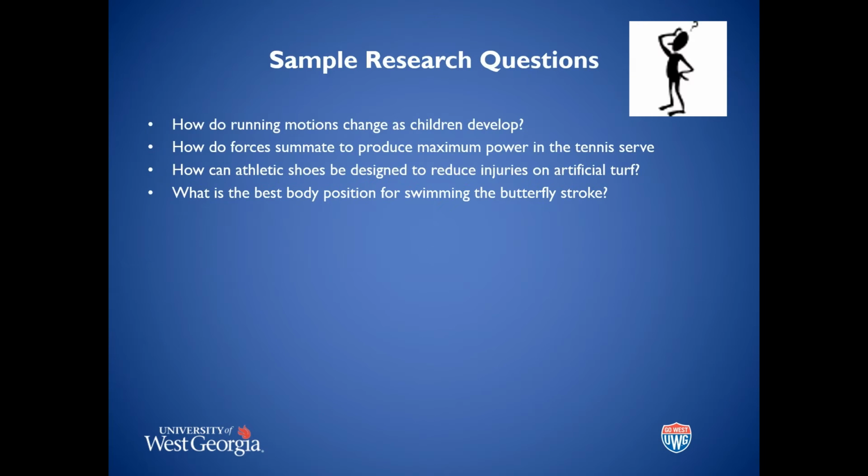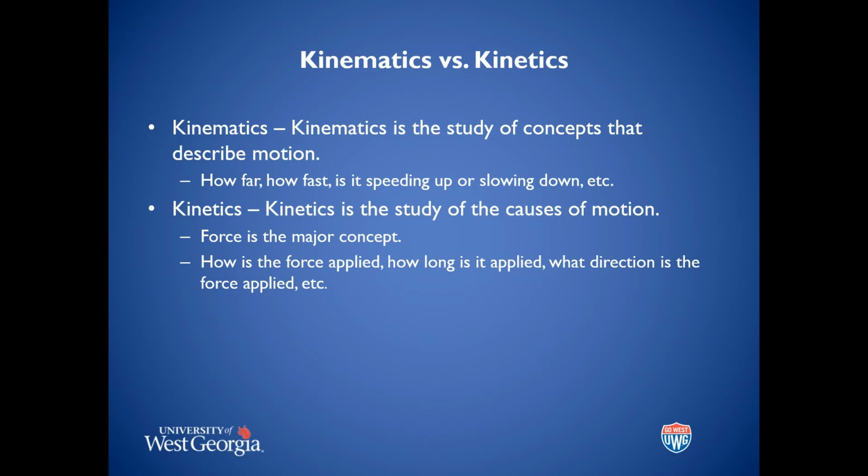and kinetics. And so what you see with some of the research questions that can develop through some of these major areas of biomechanist research are things like, do running motions change as children develop? So the way they run, those mechanics change. So the way we move our legs and our arms. How do forces summate or sum up to produce maximal power in a tennis serve? So how do we get the most power out of a tennis serve to serve the quickest and still be accurate? How can athletic shoes be designed to reduce injuries on artificial turf? Or even what is the best body position for swimming the butterfly stroke? What's the best way to do that?